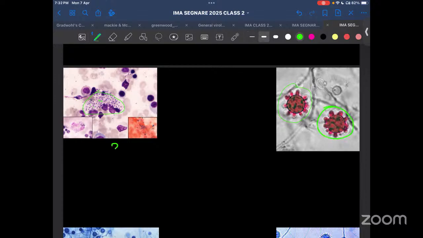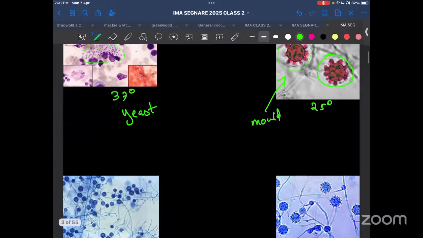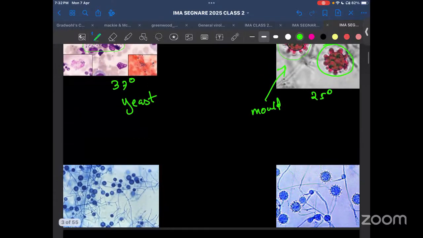So this is seen at 37 degrees Celsius, and this will be seen at 25 degrees Celsius. This is the mold form, which is having the hyphae, and this is the yeast form. Here also you can see the tuberculated macroconidia. See this also, tuberculated macroconidia. See the hyphae in the background.